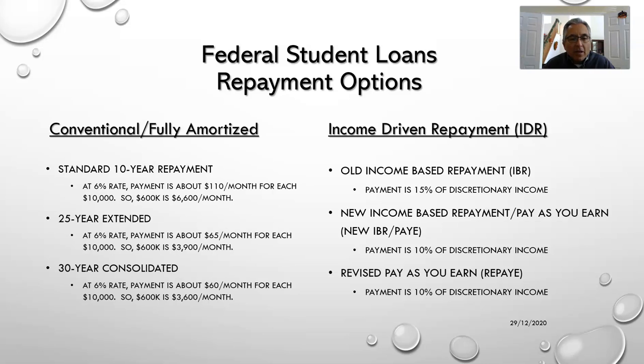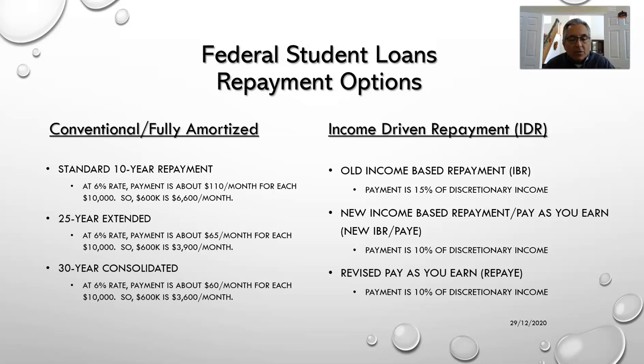Within the conventionally fully amortized options, you have a 10-year standard, 25-year extended, and 30-year consolidated. Unless you tell the loan servicer otherwise, you'll automatically be placed in the 10-year standard. To give you a sense of how much that payment would be, if you had $600,000 outstanding, the monthly payment would be $6,600. And that's all after-tax money. So on a pre-tax basis, your first $10,000 of pre-tax income would be dedicated to that $6,600 after-tax monthly payment. So certainly a substantial obligation if you do select the 10-year standard.